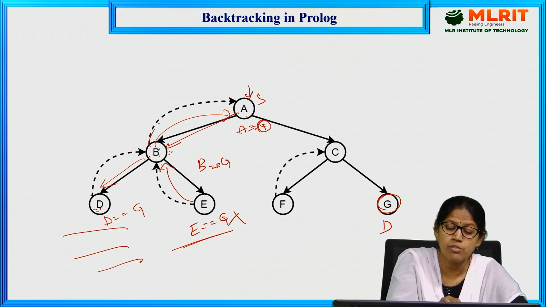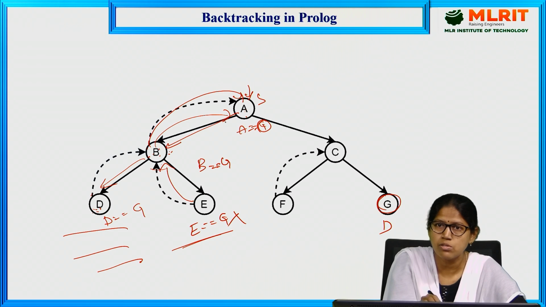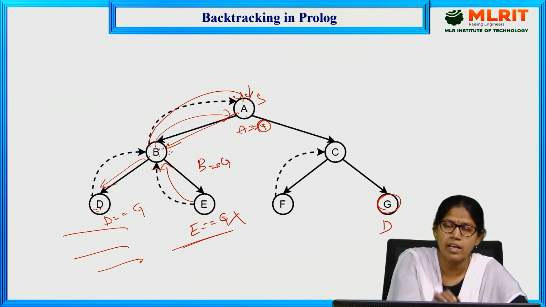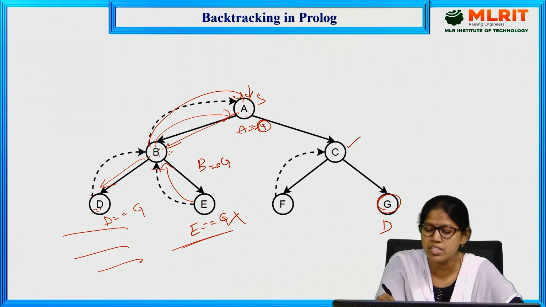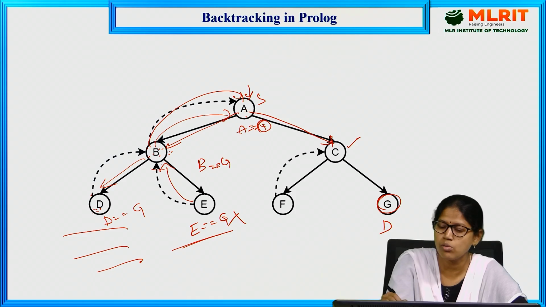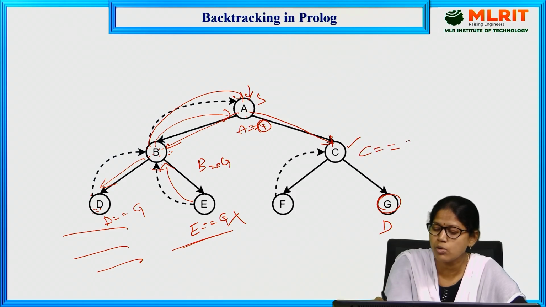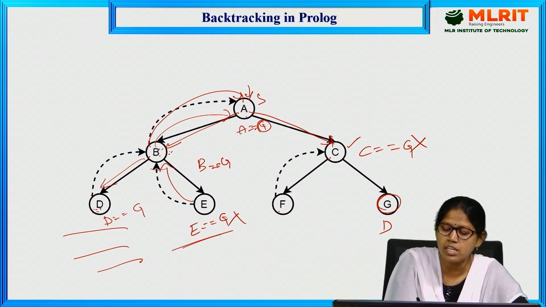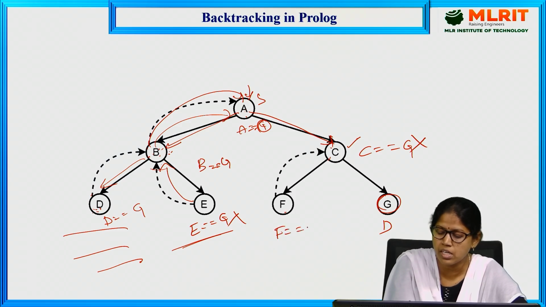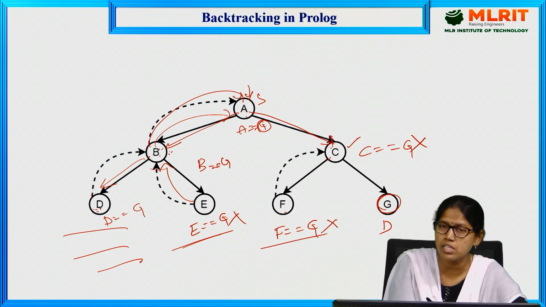So it backtracks again, and from A it searches for the next node other than B. Here we have C. It goes to the C node and compares whether C equals G. No, it is not the destination node. Then it goes from C to F, and checks the condition F equals G. No, it is also not the destination node.